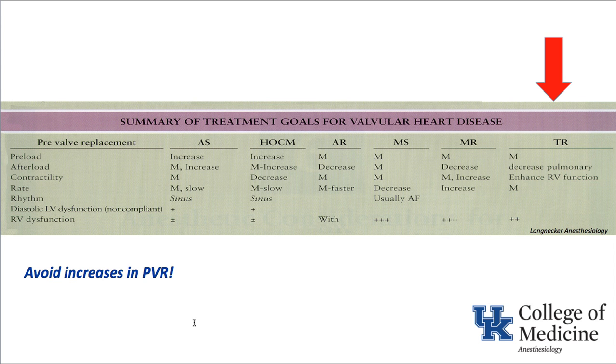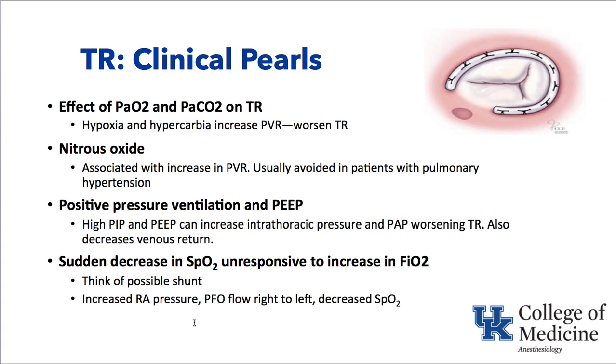Some clinical pearls. Oxygen and CO2 and their effect on tricuspid regurgitation. If the patient's oxygen levels go down, they're going to constrict, hypoxic pulmonary vasoconstriction. Hypercarbia constricts the pulmonary vasculature. Pressure is going to go up in the right ventricle and worsen tricuspid regurgitation. Nitrous oxide, probably not a great idea in someone with severe TR and pulmonary hypertension, because nitrous oxide increases pulmonary vascular resistance. Positive pressure ventilation and PEEP.